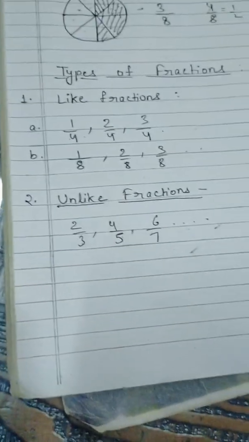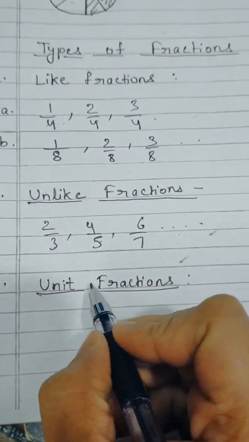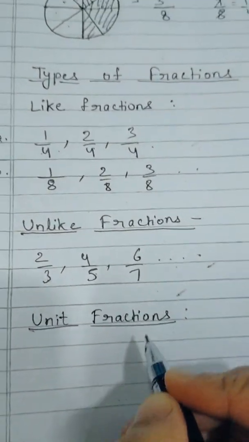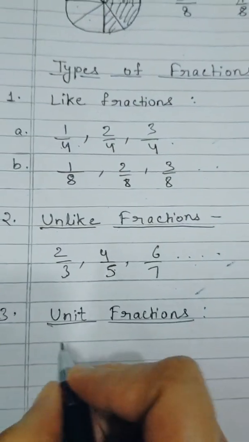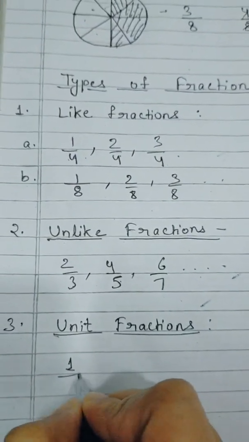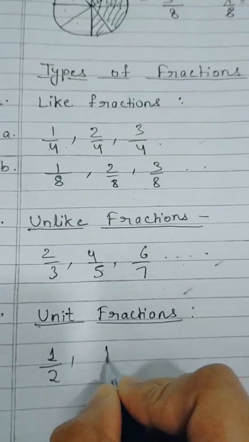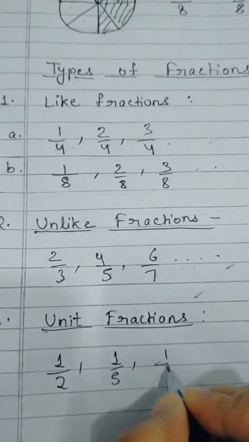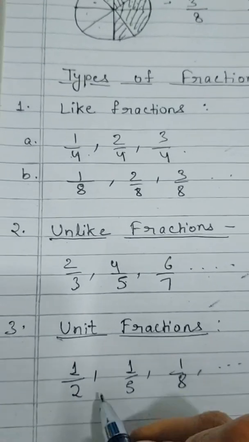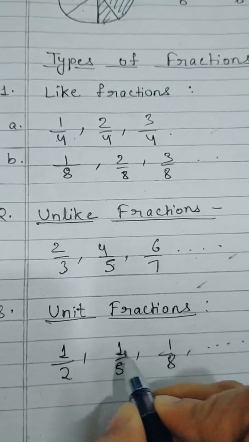Okay, now next is unit fractions. Unit fractions are fractions having 1 in the numerator. 1 by 2, 1 by 5, 1 by 8 and so on. Means in the numerator there will always be 1.